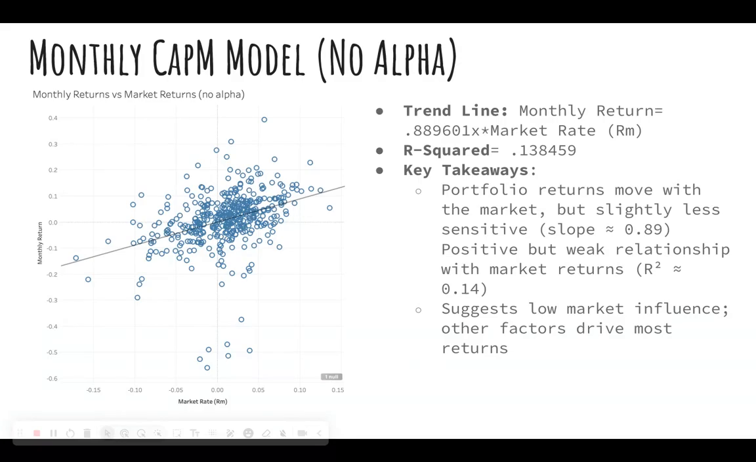This first model compares our monthly portfolio returns to market returns using a CAPM regression without alpha. The slope of the line, or beta, measures how sensitive our portfolio is to market movements. A beta of 0.89 means that for every 1% change in the market, our portfolio changes about 0.89%, so it moves in the same direction as the market but with slightly less volatility. The R-squared value, about 0.14, tells us that only about 14% of the portfolio's performance is explained by market movements.